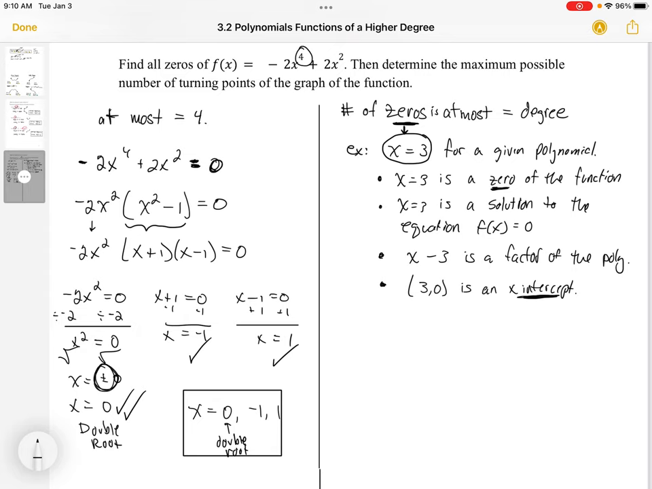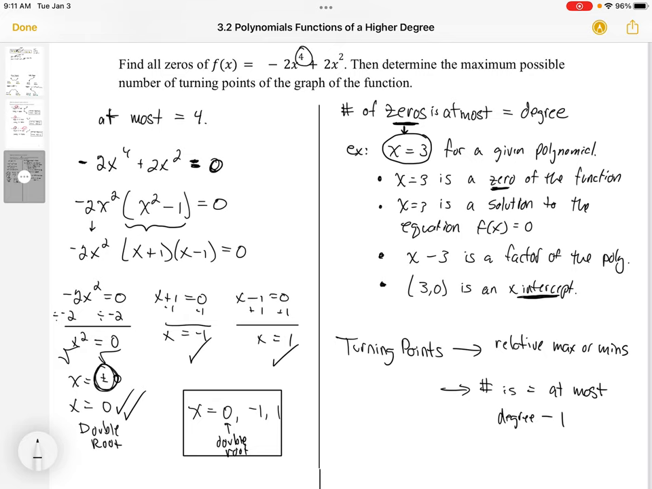Now the next part of the question asks us to determine the maximum possible number of turning points of the graph of the function. Turning points is another word for relative maximums or minimums. We've seen this in a past video. And the number of turning points is equal to, at most, the degree minus 1.